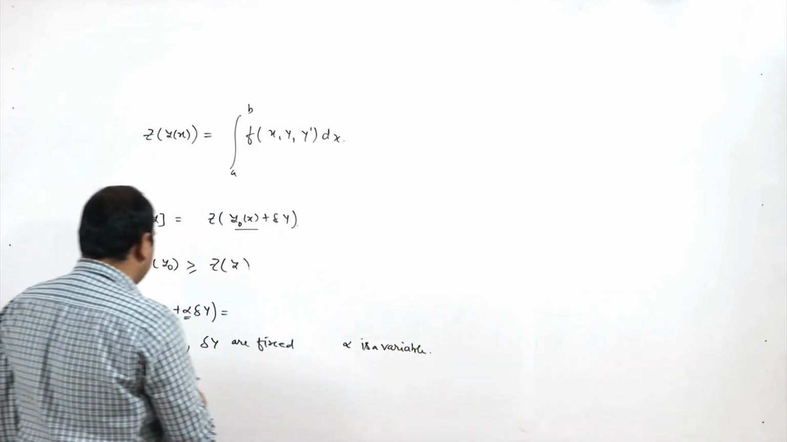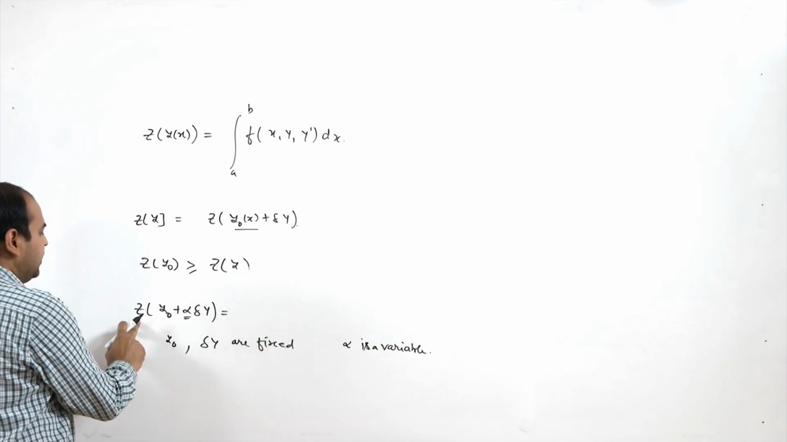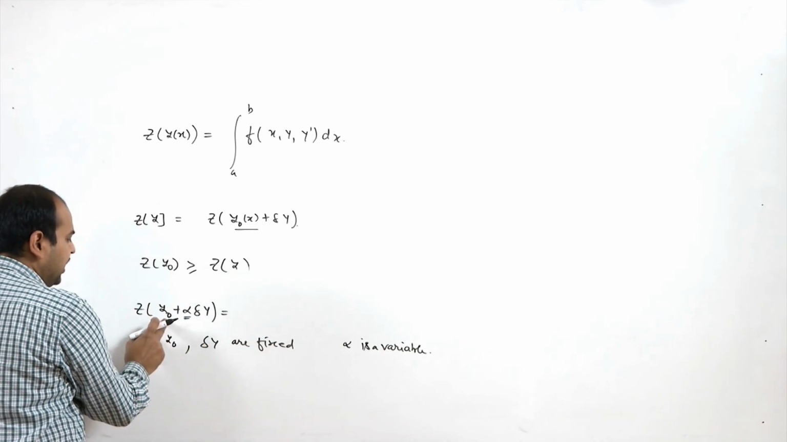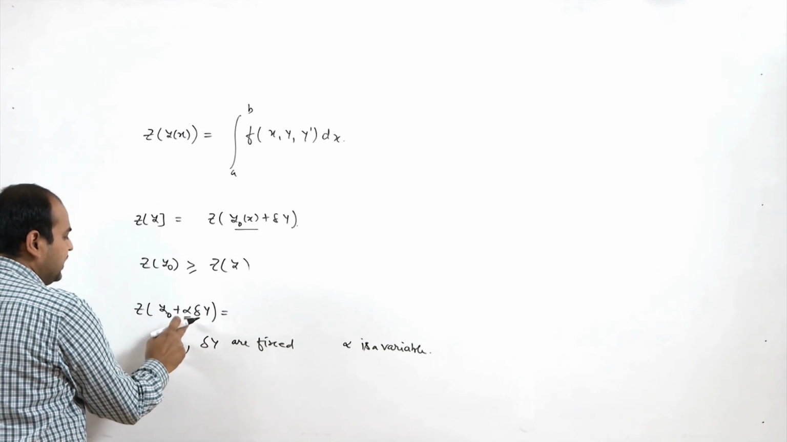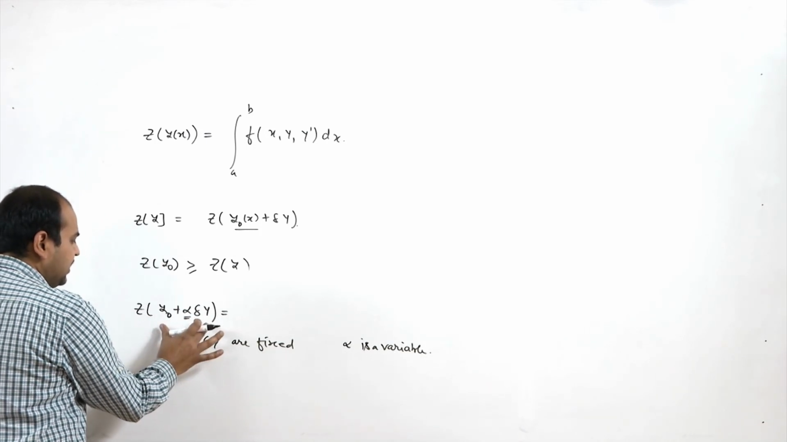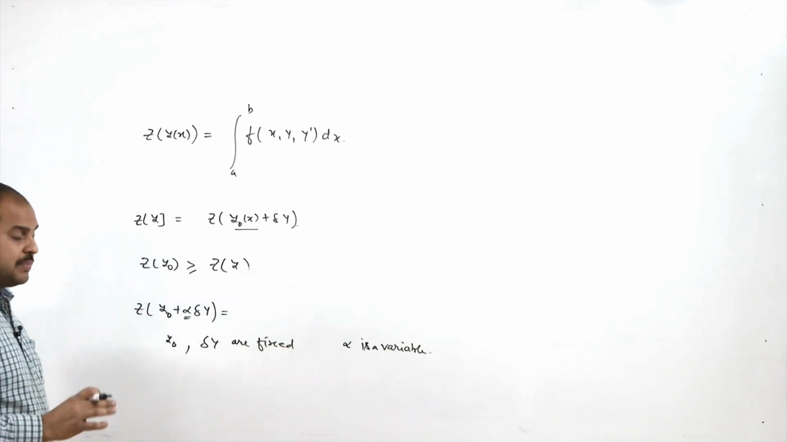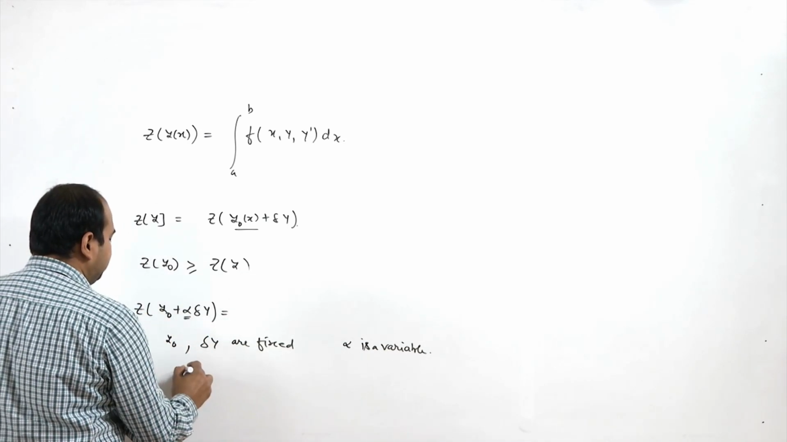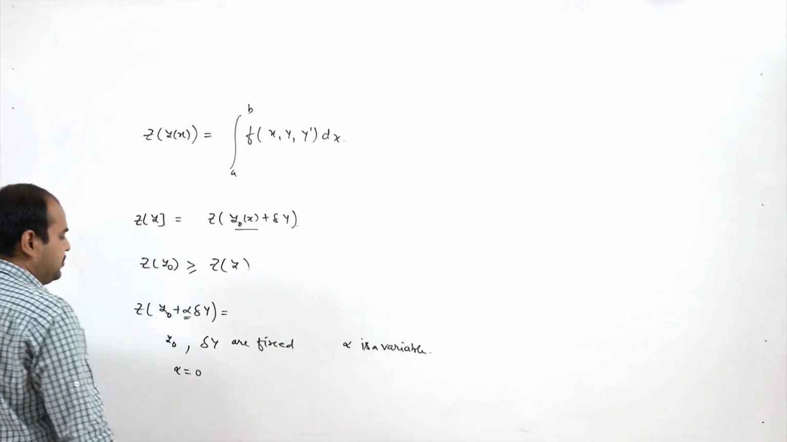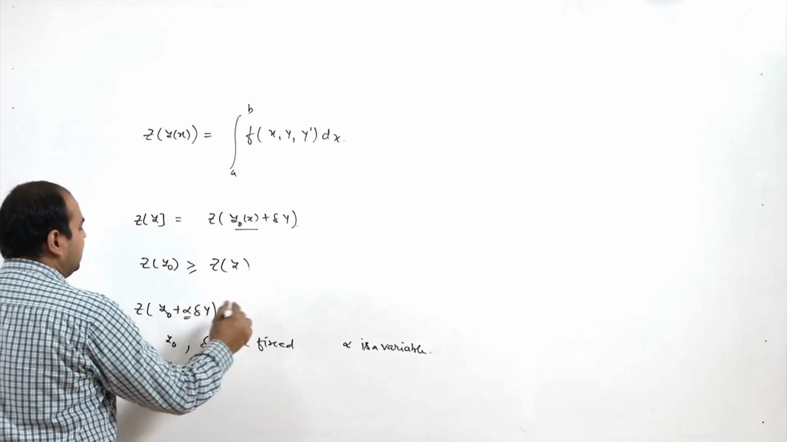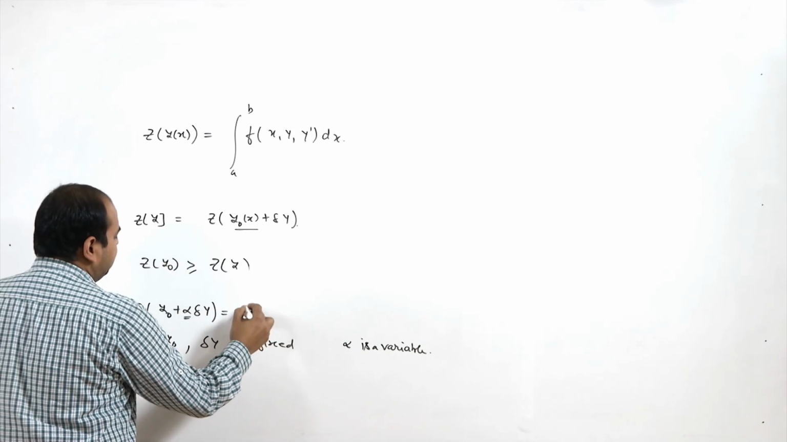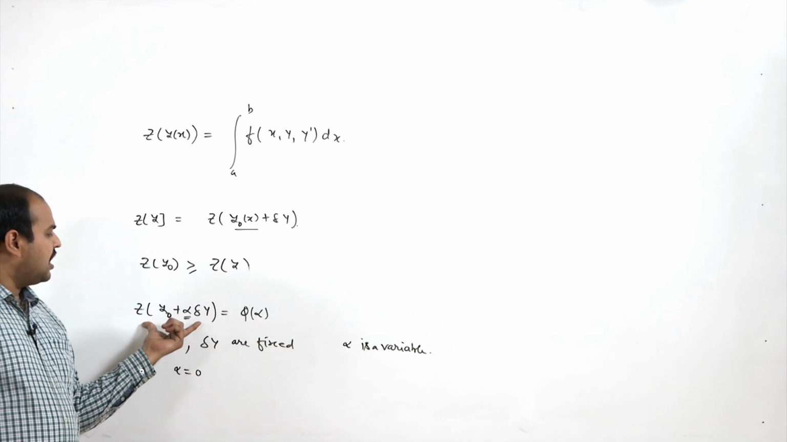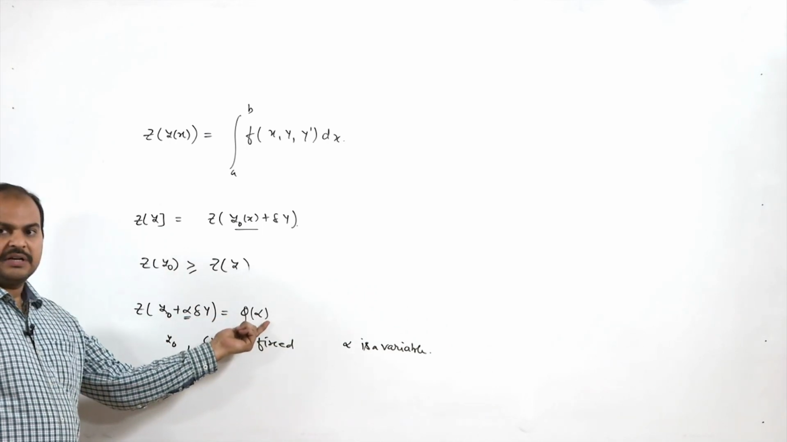So, we can say that if we consider this functional where y is replaced by y naught plus alpha delta y, keeping y naught and delta y fixed, then this functional achieves a maximum for alpha equal to 0. Suppose this is a function of alpha here. So, this functional is now considered as a function in terms of alpha.